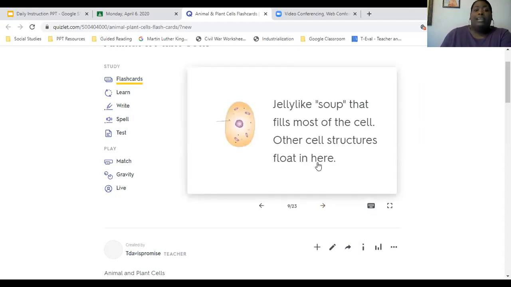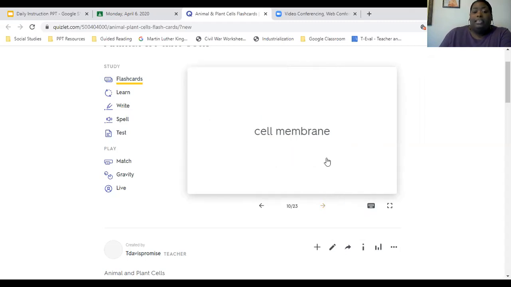Cytoplasm. Cytoplasm is like the jelly-like soup. It kind of looks like clear jello, and it fills most of the cell, and the other cell structures float inside of it. So it's like the jelly-like substance where the organelles all sit and float inside of the cell.